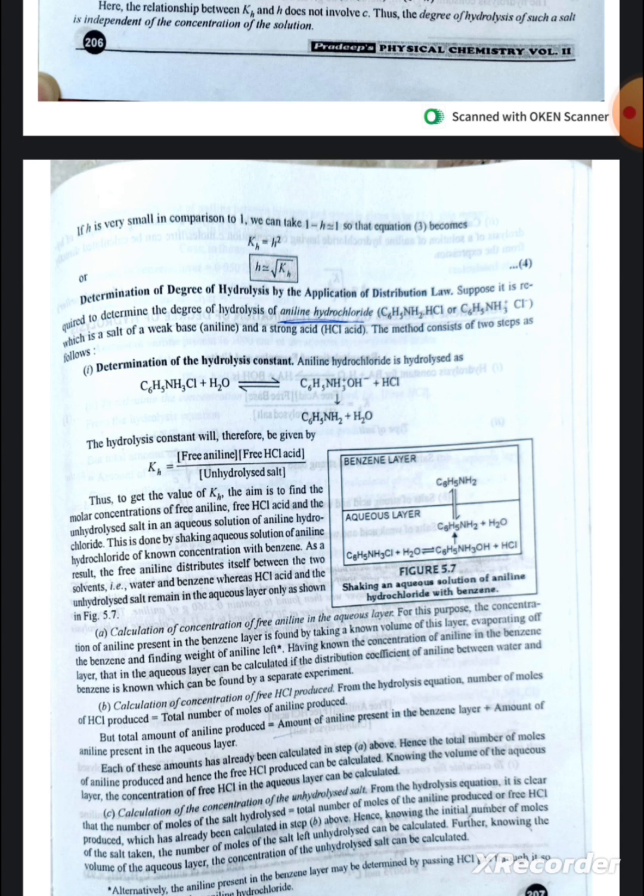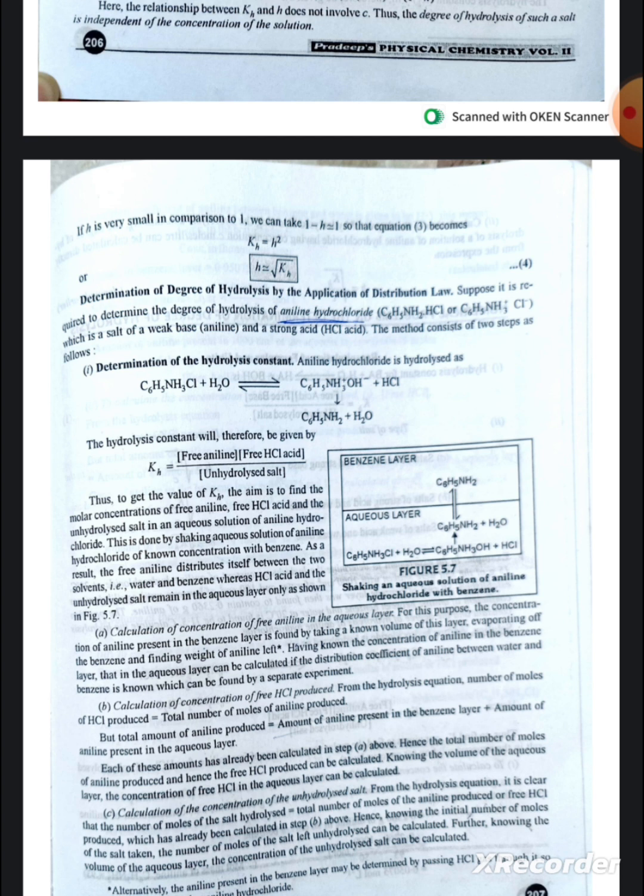Determination of degree of hydrolysis by the application of distribution law. Suppose it is required to determine the degree of hydrolysis of aniline hydrochloride, which is a salt of a weak base and a strong acid. The method consists of two steps. First, determination of the hydrolysis constant. Aniline hydrochloride is hydrolyzed as aniline hydrochloride plus water gives aniline plus water plus HCl.